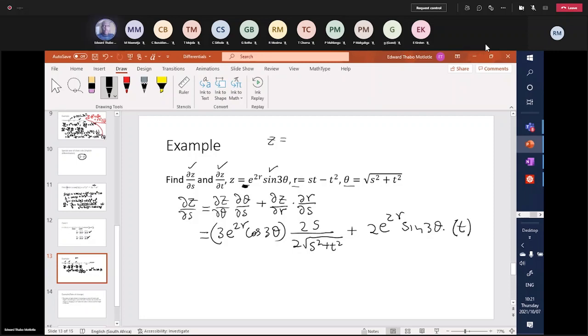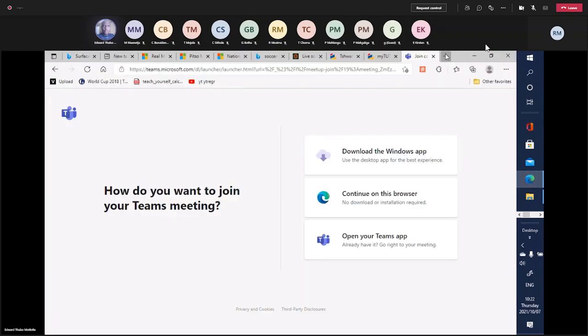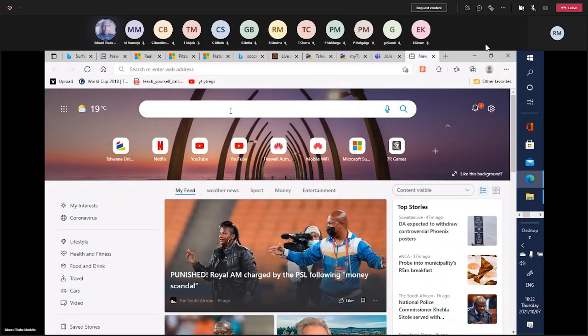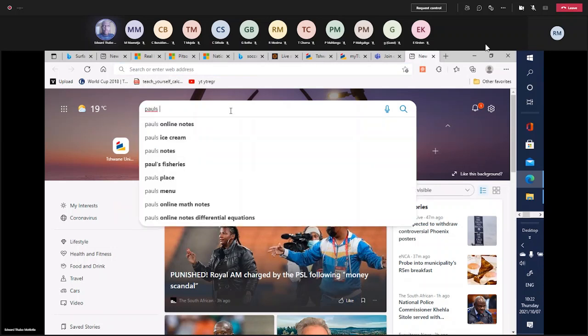But it seems like I'm missing something here. Okay, how many variables are there? There are 3, 4. Okay, I'm missing something here. Okay, let me check. Maybe I had to substitute first. Okay, let's check where I went wrong.